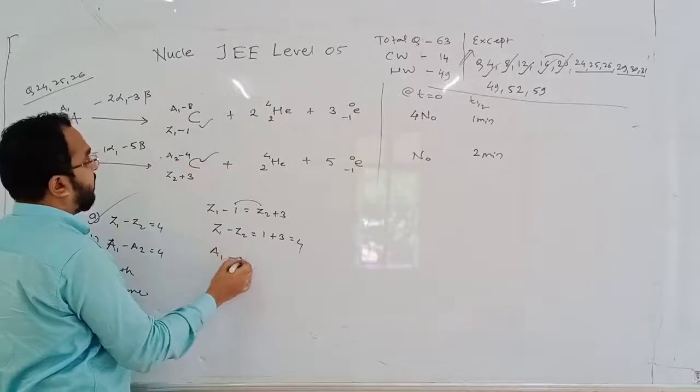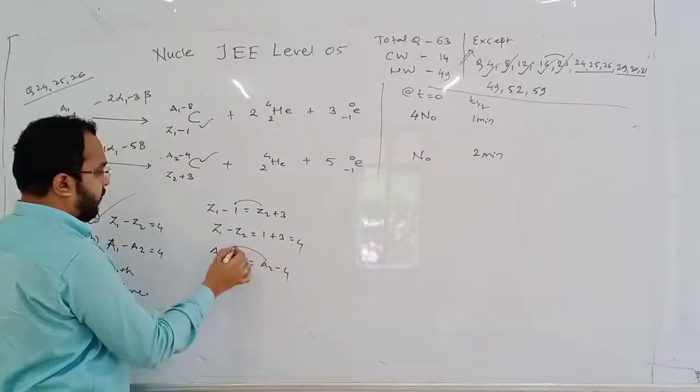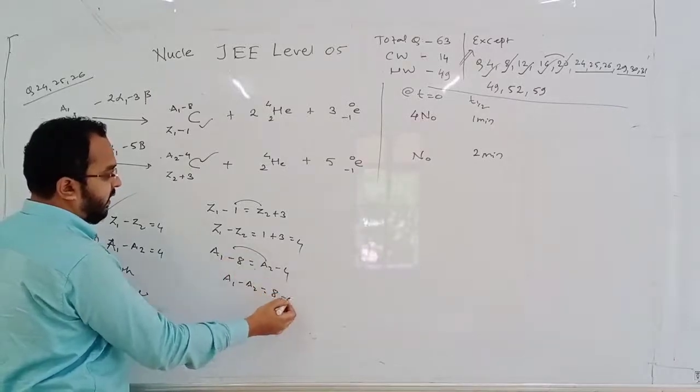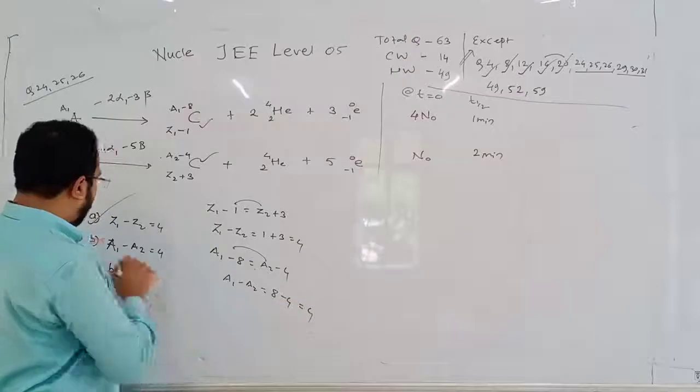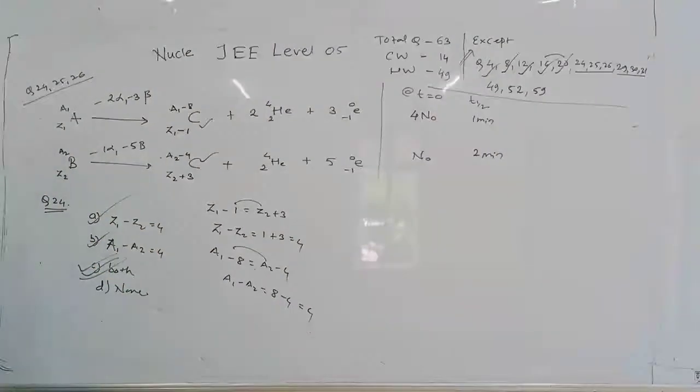So A1 minus 8 is equal to A2 minus 4. So bring it here. A1 minus A2 is equal to minus 8 become plus 8. 8 minus 4. It will become plus 4. So A and B both are correct. So correct answer will be C. Both answers are correct. Both options are correct. Then next question, 25th question.